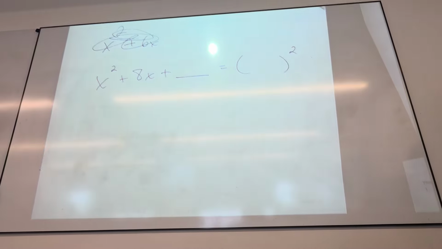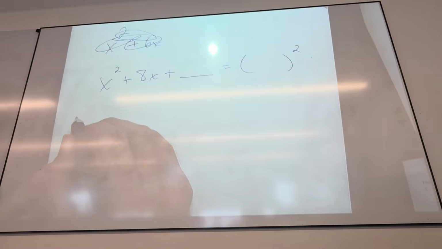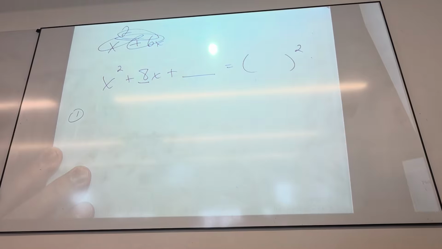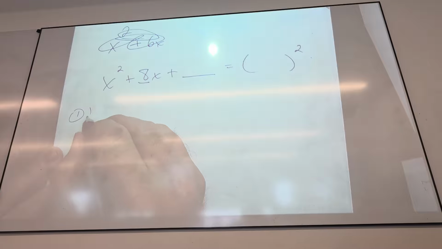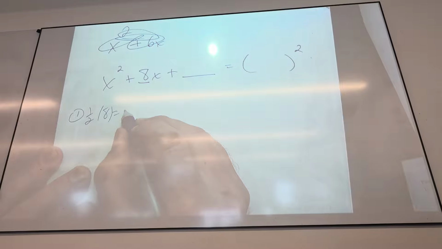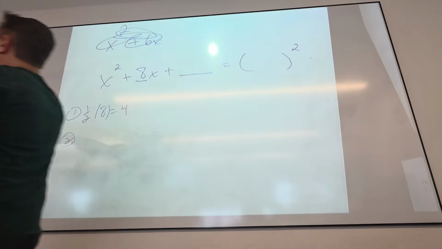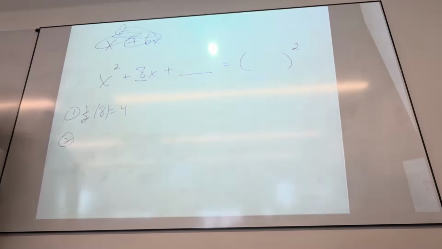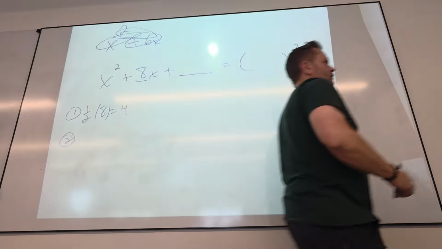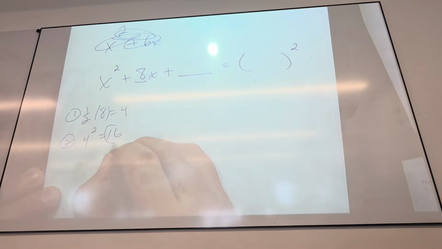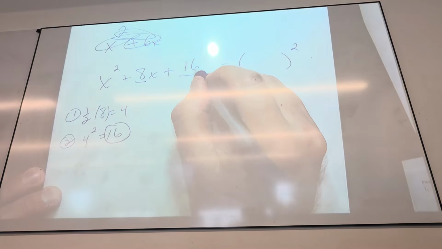So up here, what do I do to figure out what goes there? What's the 2 steps? Take the middle one and do what with it? Cut it in half. Half of the middle number is 4. And then, what do I do? Half of -14 is -7, squared is 49. Half of 6 is 3, squared is 9. Half of 8 is 4. 4 squared is... That's the number that goes here.